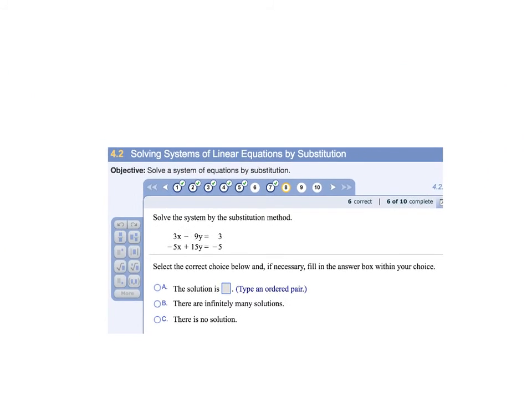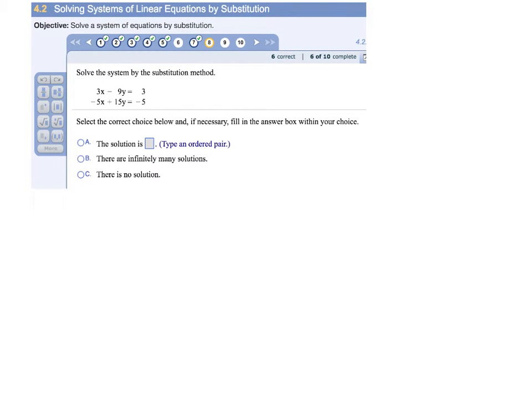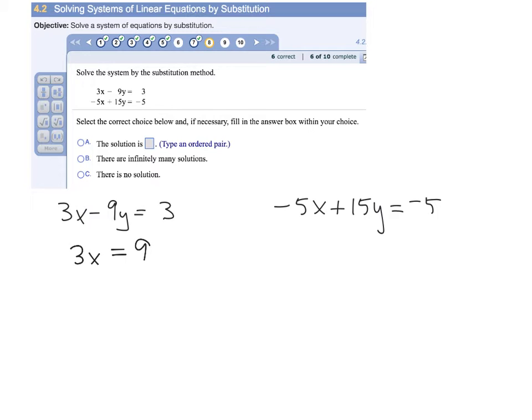All right, so we've got another system of equations. We've got 3x minus 9y equals 3, and negative 5x plus 15y equals negative 5. Neither of these equations is solved for a particular variable, so let's take this one and solve for x. I'm going to make this go fast. That becomes 3x equals 9y plus 3. Now I'm going to divide everything by 3, and that leaves us x is equal to 3y plus 1.